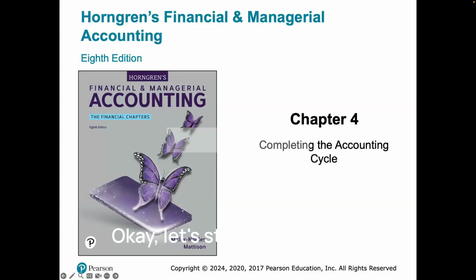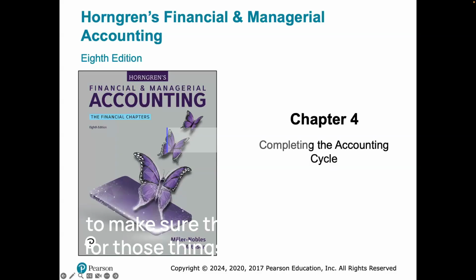Okay, let's start chapter 4. Now, we've already learned most of this cycle, the accounting cycle. And in the last chapter, what we did was we started to do the adjustments, making all the adjustments that needed to be made. Everything that had happened during that time period, we need to make sure that we took account for those things, given accounting. And in this chapter, we're going to complete the accounting cycle.